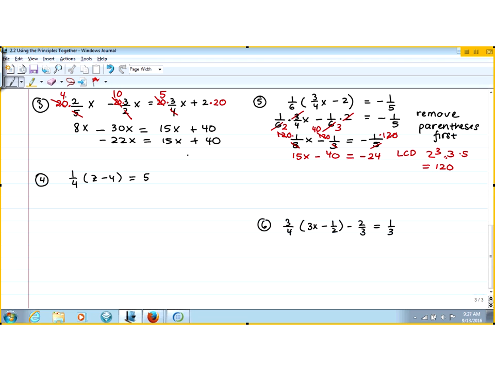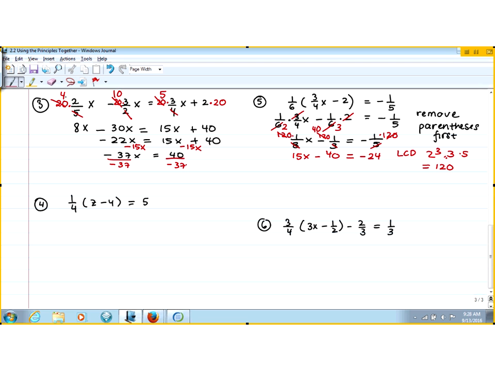Okay, now what am I supposed to do with my 15x? Yeah, get it on the other side. So we subtract both sides by 15x. If I decide to write it, I have to write it to both sides. Okay? So this is negative 37x is equal to 40. Good. Now what? Divide both sides by negative 37. Oh, not the x, I'm sorry.